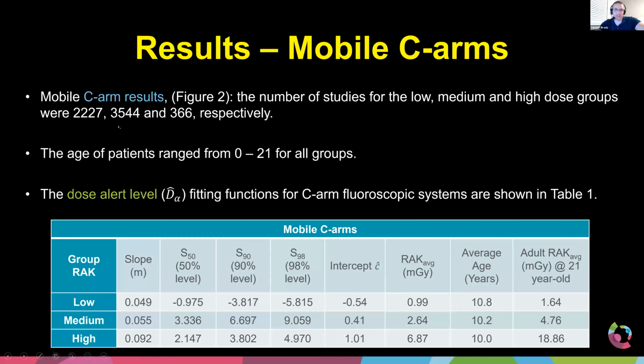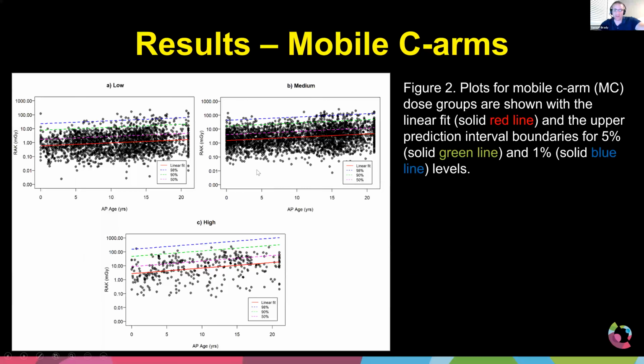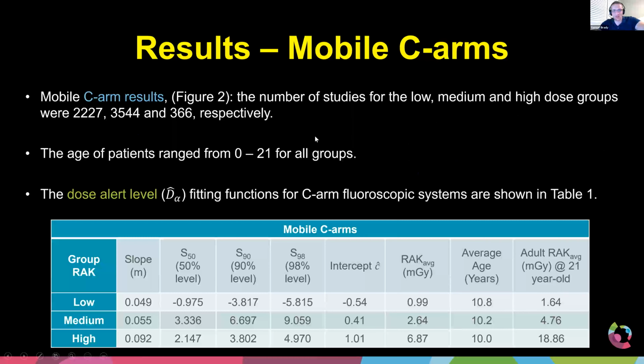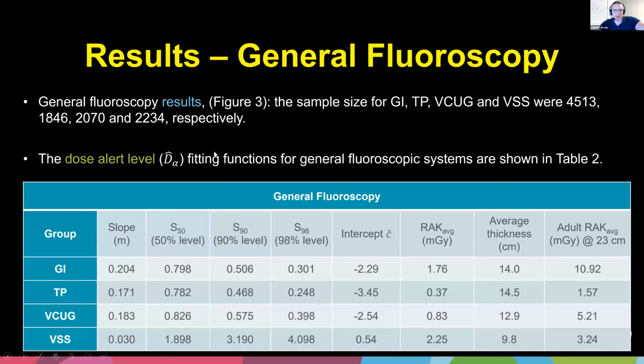Now we grouped these C-arms into low, medium, and high. It's hard to say which procedure is, quote unquote, a low dose procedure versus a medium versus a high. We had to just make a relative guess at that, and you would have to make the same guess. If you consider it a medium dose procedure, you would use these fitting functions in the medium. What probably makes more sense when you're looking at general fluoro, you have your GIs, your VCUGs, all of this. And then here's our data here.